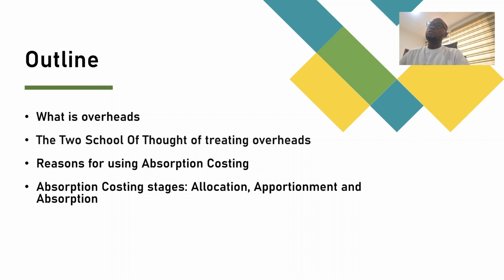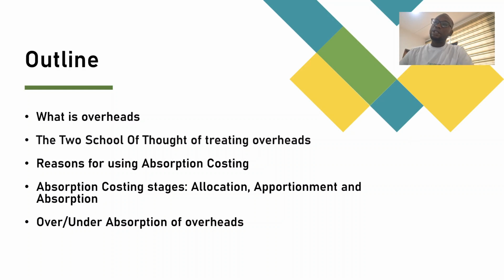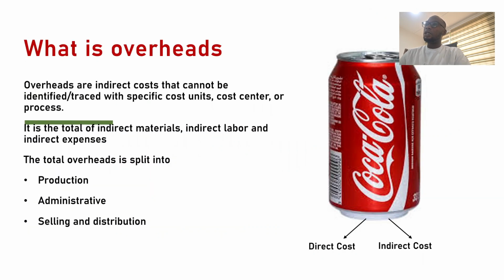Next, we go into the absorption costing process, where we look at allocation, apportionment, and absorption. Finally, we will look at over and under absorption of overheads. I hope you are excited. Then stay glued to your chair and let's go through it.